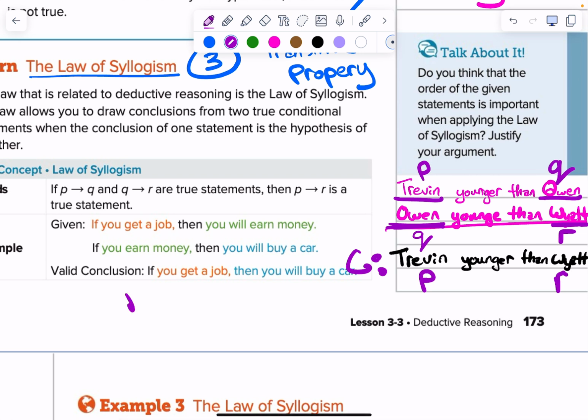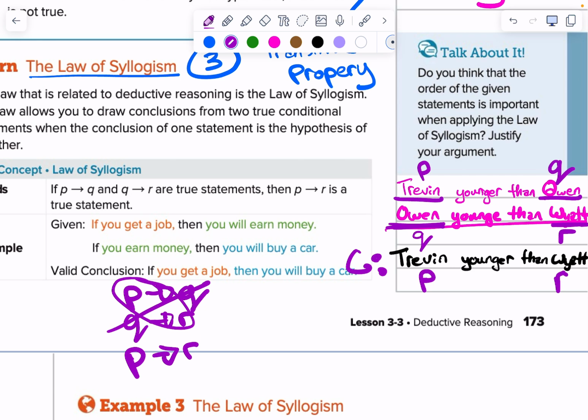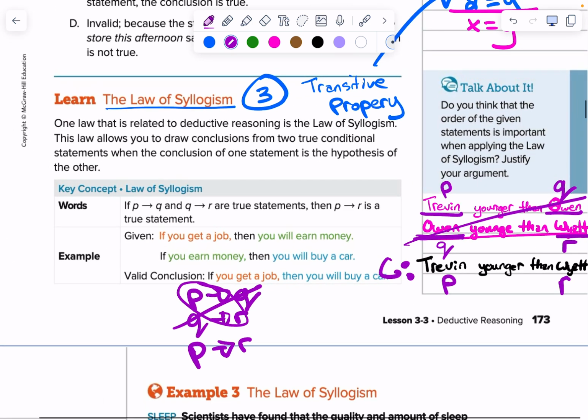Here's how it works. P implies Q. Q implies R. That means P implies R, right? We skip right over the middle person because we don't care about Owen anymore. Sorry, Owen. We get to bypass Owen. We go straight from Trevin to Wyatt. Got it? That's how the law of syllogism works. It's also called the transitive property in algebra.